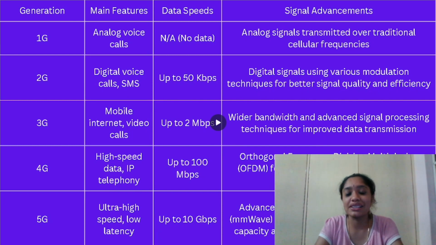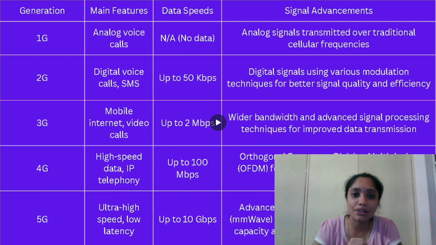And what about 5G? I've heard so many people telling that there are no radiations for 5G. Is that true? Yes, it's actually true. Since it has ultra high speed and low latency, data speed is up to 10 Gbps. What is the improvement that happened in 5G? Advanced technologies like millimeter wave and massive MIMO for increased data capacity and faster, more reliable connections.